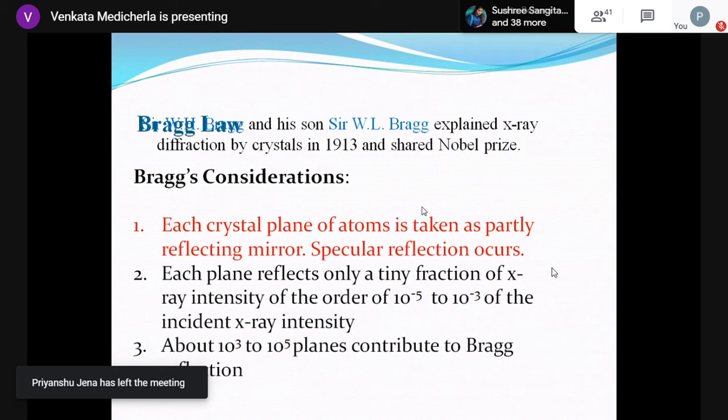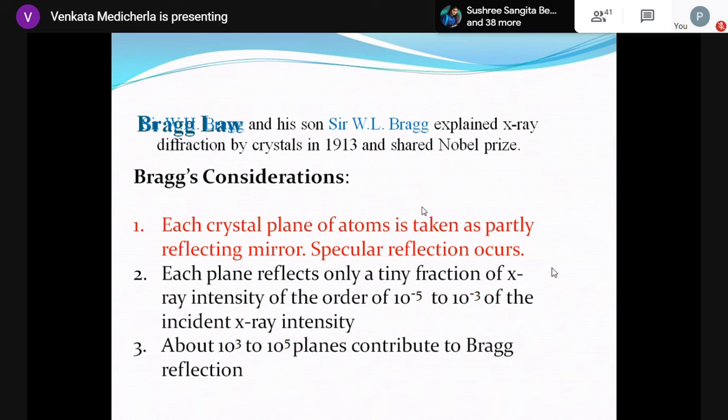And what are the considerations he has made? What he says is, when you have a crystal, you have atomic planes, right? One atomic plane, another one parallel to each other like that, with a separation d, let's say. So he takes one set of such planes. According to him, each crystal plane of atoms is taken as a partly reflecting mirror. That means when X-ray falls on it, some part is reflected and gone. Then the rest goes inside, and is again reflected by the second one. The third one reflects. Like that it keeps on going. So each lattice plane is taken as a partly reflecting mirror.